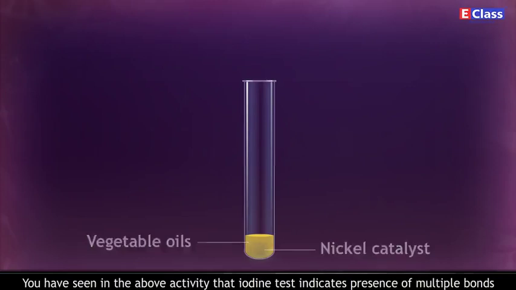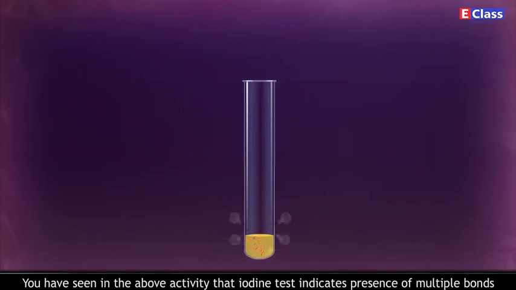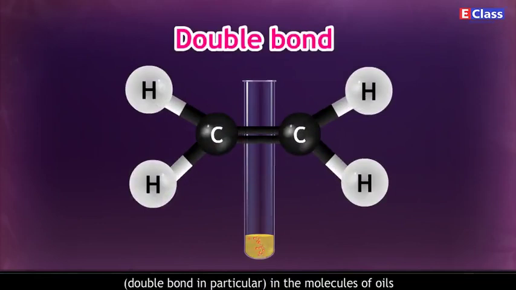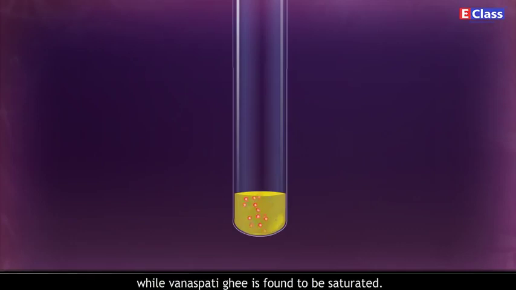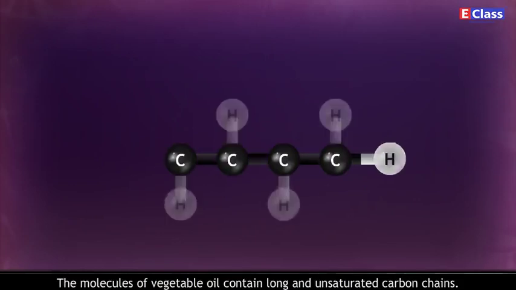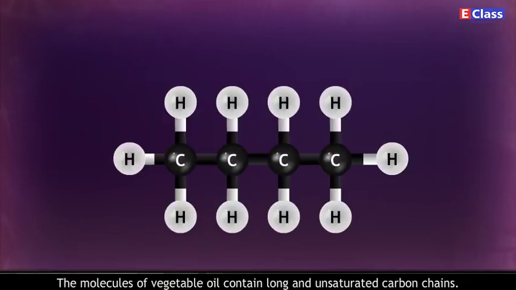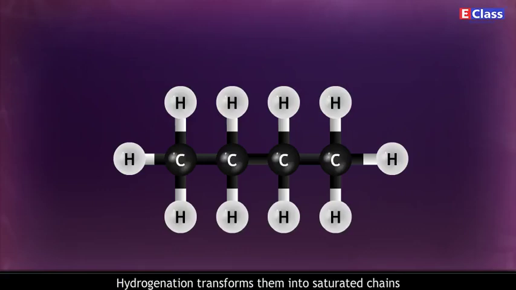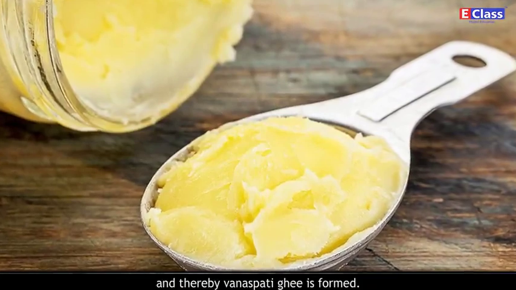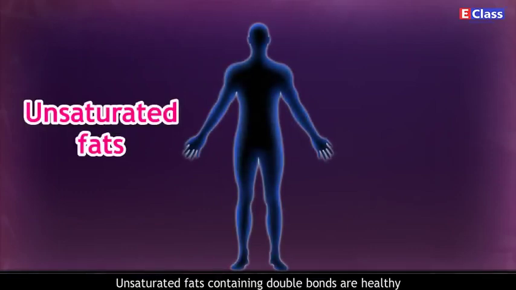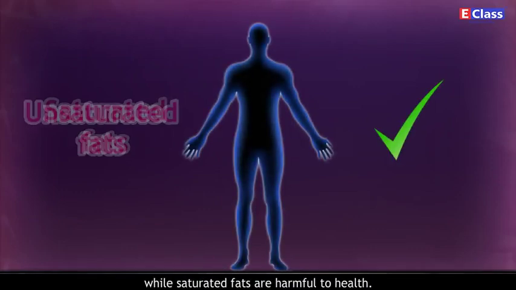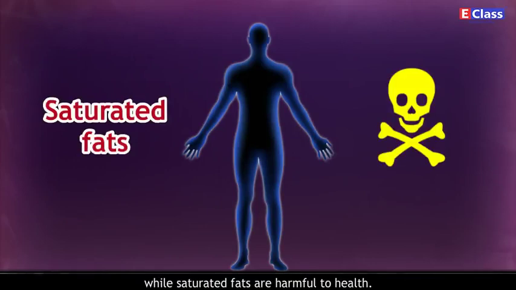You have seen in the above activity that the iodine test indicates the presence of multiple bonds, double bonds in particular, in the molecules of oils, while Vanaspati ghee is found to be saturated. The molecules of vegetable oil contain long and unsaturated carbon chains. Hydrogenation transforms them into saturated chains and thereby Vanaspati ghee is formed. Unsaturated fats containing double bonds are healthy while saturated fats are harmful to health.